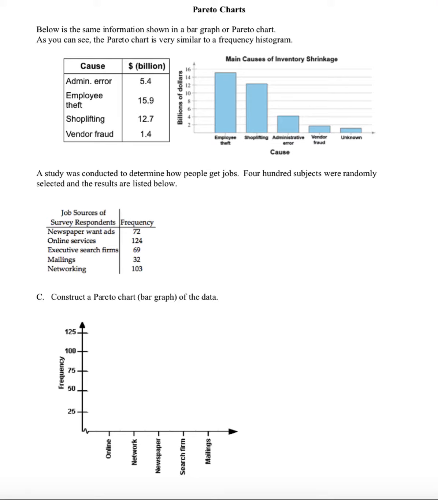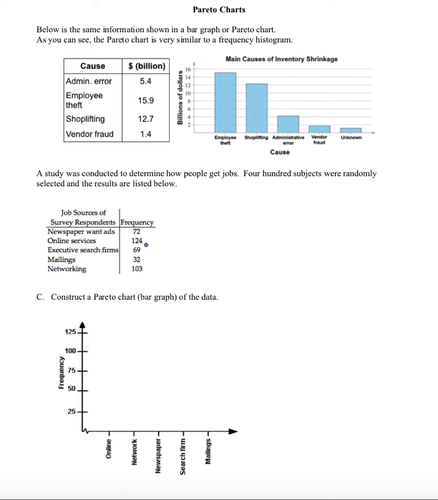A Pareto chart is a type of bar graph where we can have categories and their frequencies will be reflected by the heights of the bars. So I'm going to complete a Pareto chart for this study conducted to determine how people found jobs. It says 400 subjects were randomly selected and the results are listed below.